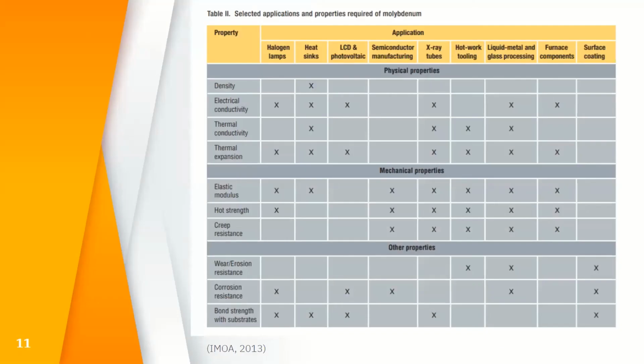This chart shows the many applications of Moly based on its properties. As you can see, its durable properties make it desirable material for use in these extreme conditions, such as the halogen lamps and the liquid metal and glass processing, which requires an extremely high temperature material.